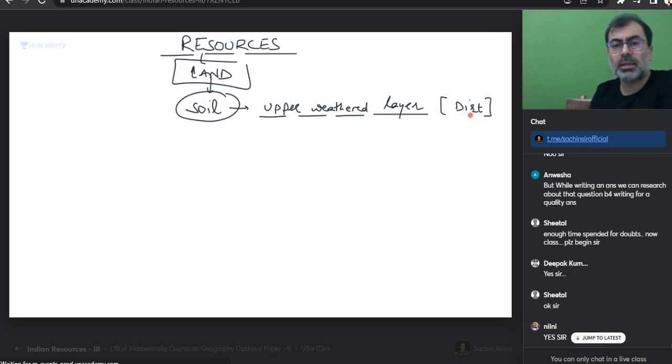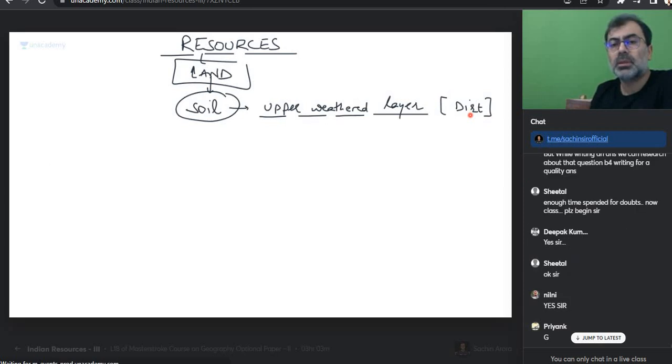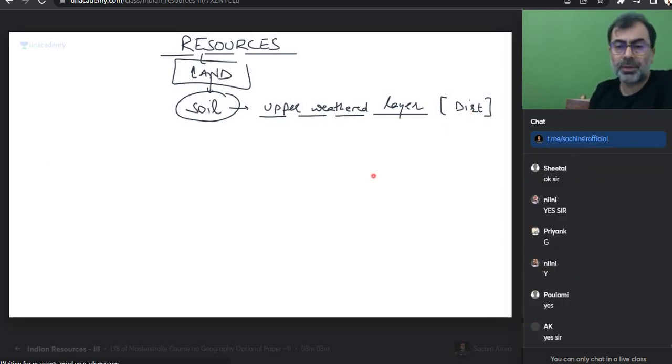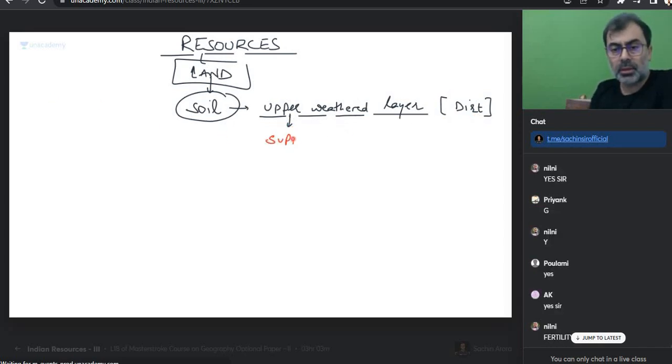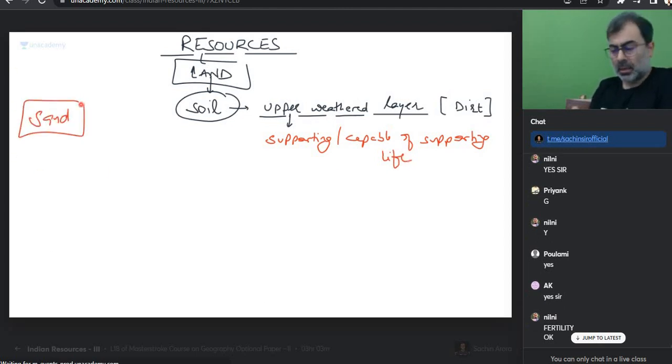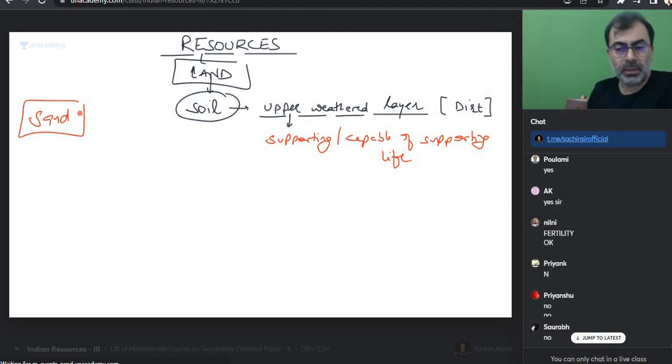The dirt that comes on your shoes and feet, that is just dirt. Then what differentiates soil from dirt? We add a definition: supporting or capable of supporting life. Sand. If you put a seed in sand, will it turn into a plant?